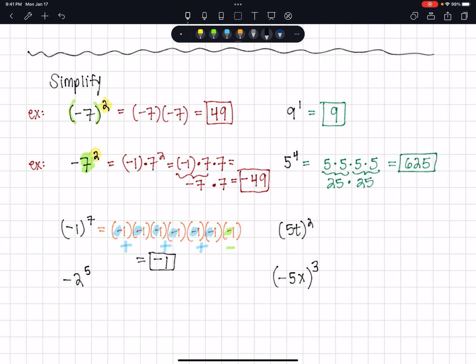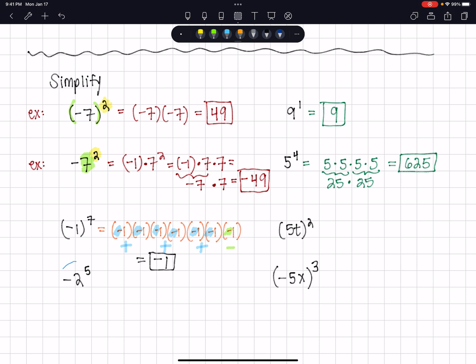So what you end up having is if you have an odd number of negatives, you'll end up with a negative product. And if you have an even number of negatives, you'll end up with a positive product.